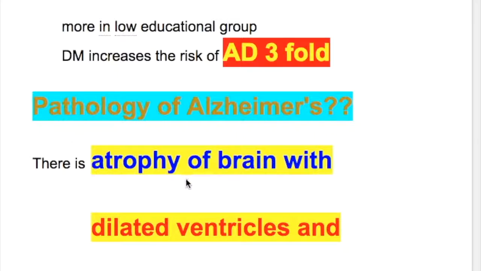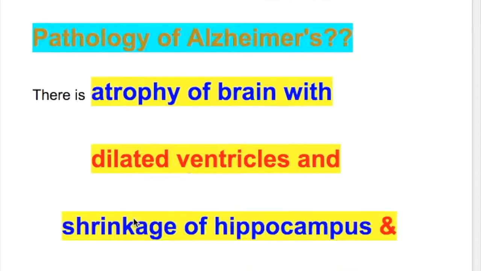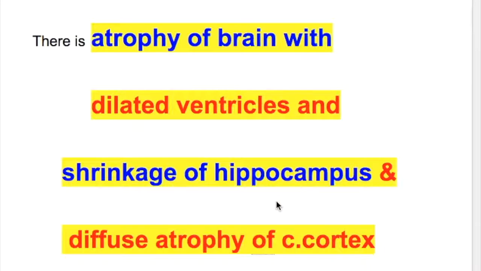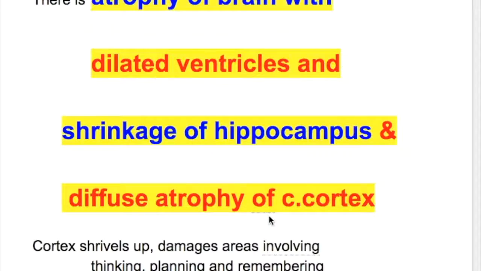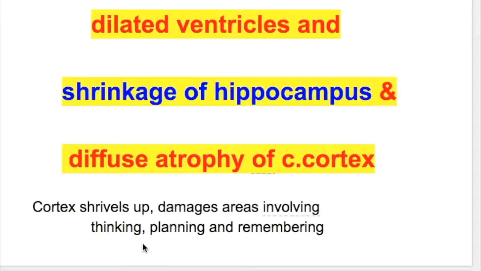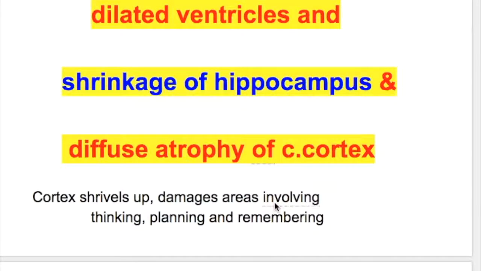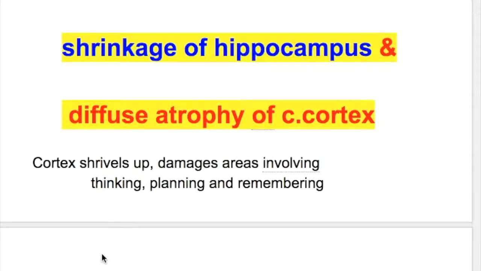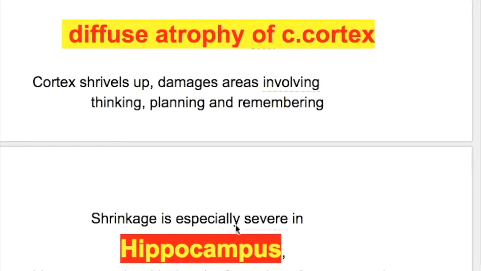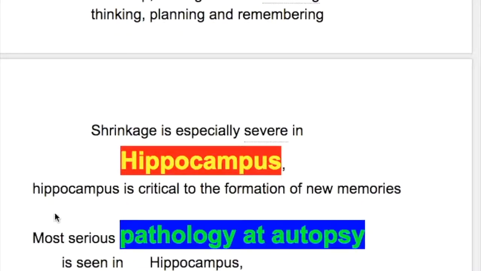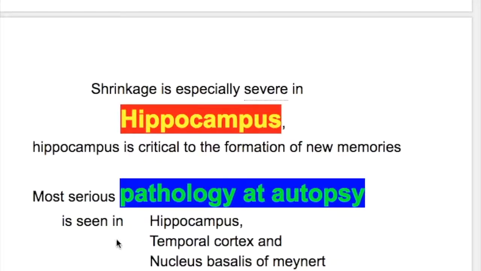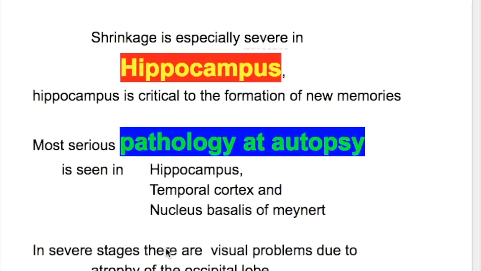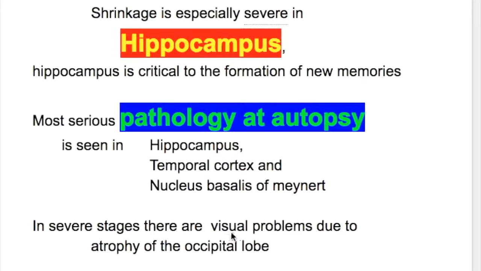Pathology of Alzheimer's disease. There is atrophy of the brain with dilated ventricles and shrinkage of hippocampus and diffuse atrophy of cerebral cortex. Cortex shrivels up and damages the area involving thinking, planning, and remembering. Shrinkage is especially severe in hippocampus, and hippocampus is critical to the formation of new memories. Most serious pathology at autopsy is seen in hippocampus, temporal cortex, and nucleus basalis of Meynert. In severe stages, there are visual problems.